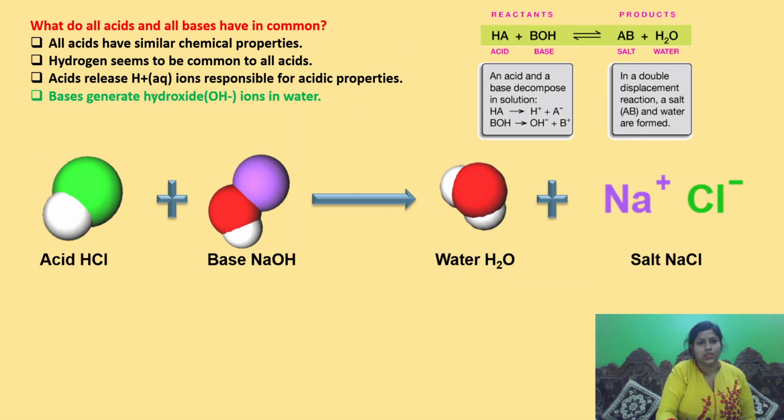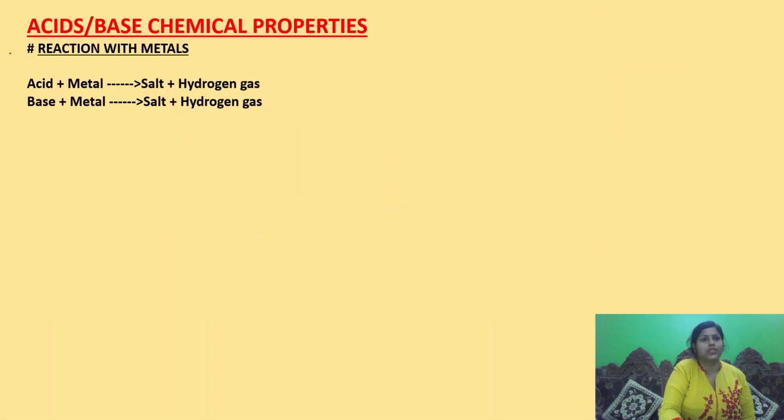So in the previous class we studied that acids show acidic properties because all the acids release H plus ions, right? And bases show basicity because all the bases release hydroxide ions, right? So on the basis of this, we are going to study all the chemical properties. So the first reaction is reaction with metals. So for this reaction, you should just write a few things, like write the name of some of the acids, bases and metals.